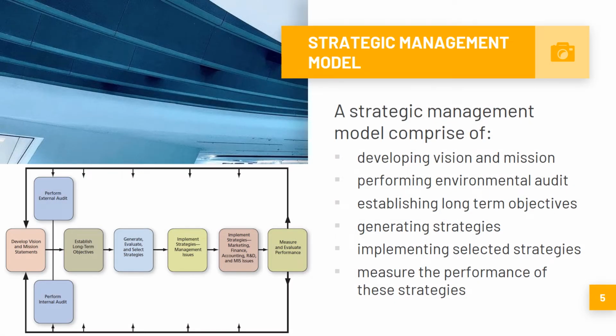A strategic management model comprises of various components. It begins with developing vision and mission. Next, it goes into performing environmental audit, which includes external audit and internal audit, followed by establishing long-term objectives, generating strategies, implementing selected strategies, and finally measuring the performance of these strategies.